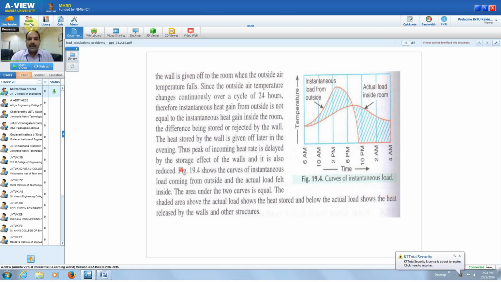Thus the peak of incoming heat rate is delayed by the storage effect of the wall, and it is also reduced. The figure shows the instantaneous load coming from the outside and the actual load inside. The area under the two curves is equal. The shaded area above the actual load shows the heat stored, and below the actual load shows the heat released by the walls and other structures.